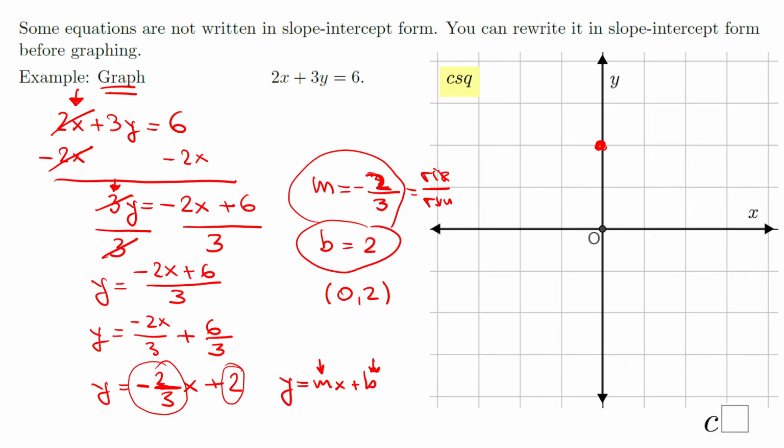And again, you have choices. You can go 2 down and 3 right, which I'm going to do, or you can go 2 up and 3 left. So 2 down because you have negative 2, and 3 right because you have positive 3. And that's it. This is the graph of 2x plus 3y equal 6.